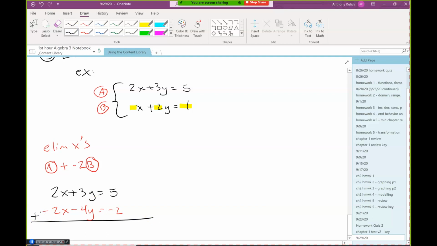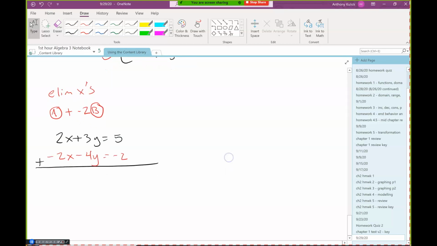And then I'm just going to add down. So negative 2x plus 2x is 0. 3y plus negative 4y is negative y. And 5 plus negative 2 is positive 3. So now to solve for y, I just divide both sides by negative 1. And there's my answer for y. Are we okay with that so far?